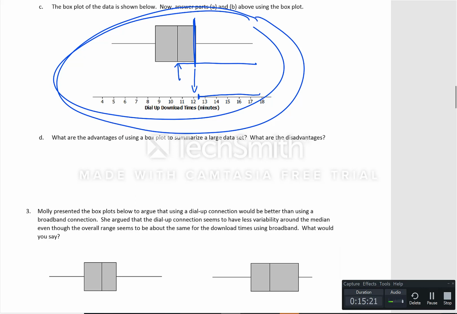The box plot shows at least an approximate value for each of the 5 number summary measures and gives a pretty good idea of how the data is spread out. The disadvantages, since it's asking for that as well, is that specific values in the data set are not given. So I cannot see in my box plot how many 9.5s there are. I don't even know if there was a 9.5. I just know if there was, it would be in this area.